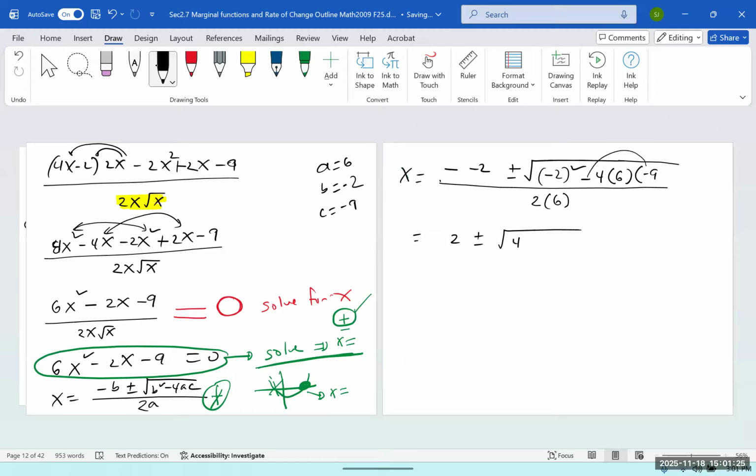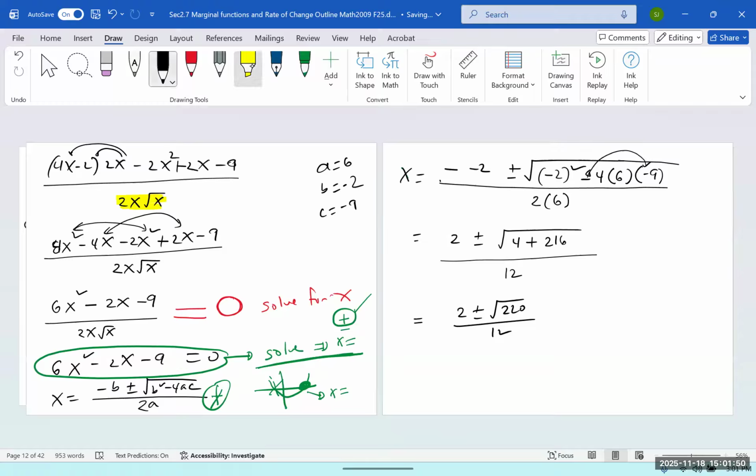This minus 4 and minus 9 will give you a positive answer. Tell me what's the answer. 4 times 6 times 9. How much? 216. So when you add, you get 220. 2 plus minus square root of 220 over 12.